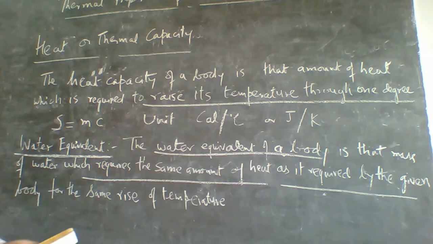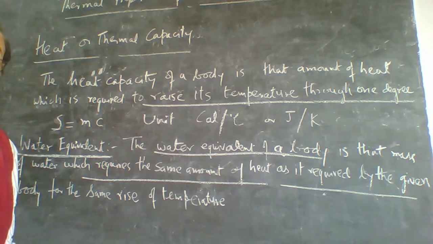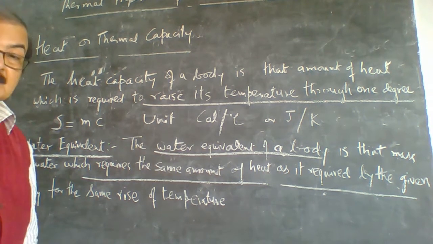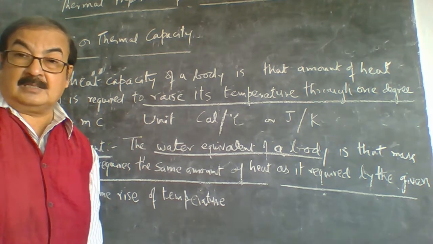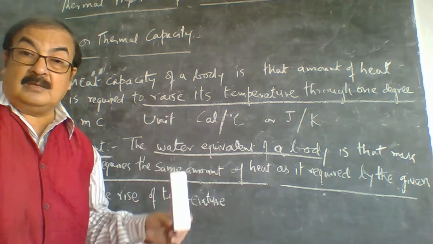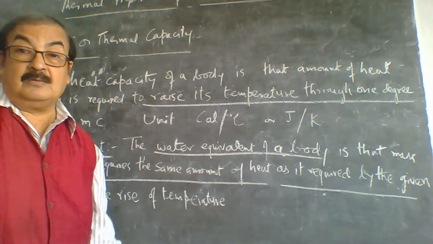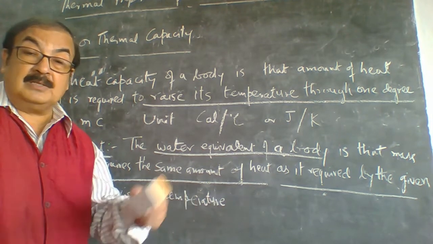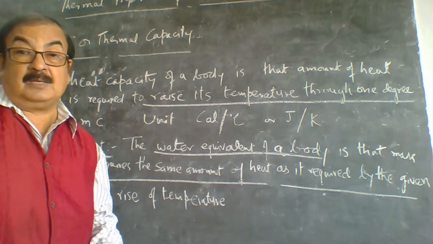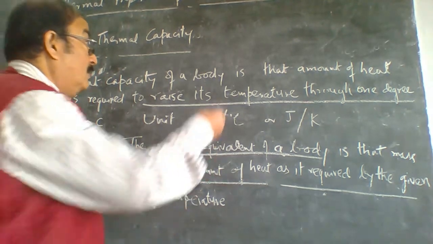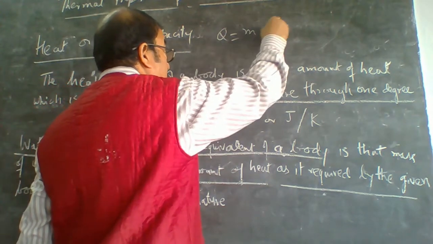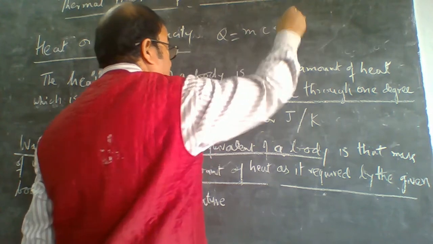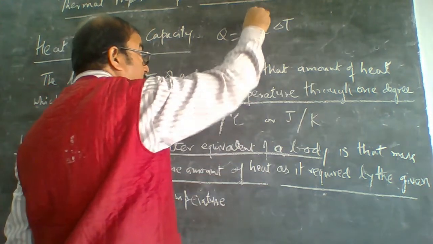ये mass है. ये water equivalent किसी body का वो mass है जो कि जितना heat वो लेता है 1 डिग्री सेल्सियस गर्म करने में या 5 डिग्री सेल्सियस गर्म करने में, उतना ही equivalent water अगर उतना ही heat ले और वो भी 1 डिग्री सेल्सियस या 5 डिग्री सेल्सियस बढ़ाने में खर्च करे. वाटर के लिए heat कितना होता है? Heat equal to m c delta T. तो ये उसका mass equivalent होगा.